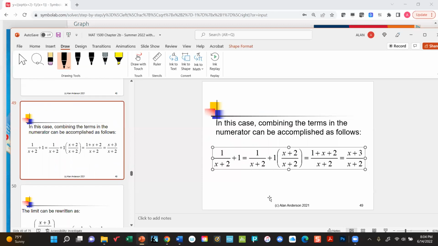So here, this is our numerator. And so let's try 1 can be multiplied by (x plus 2) over (x plus 2), because we want that same denominator. And so we end up with the same denominator. We combine the two numerators. We have 1 plus x plus 2. So ultimately, this is our final result for the numerator of that expression.